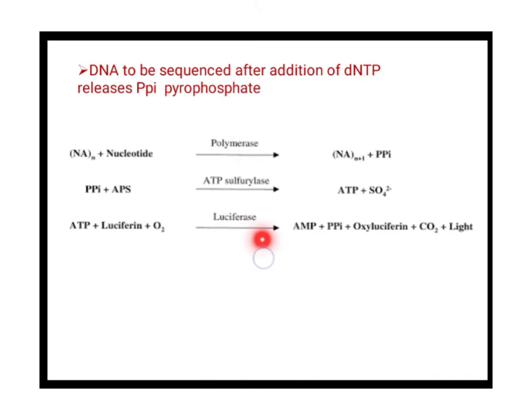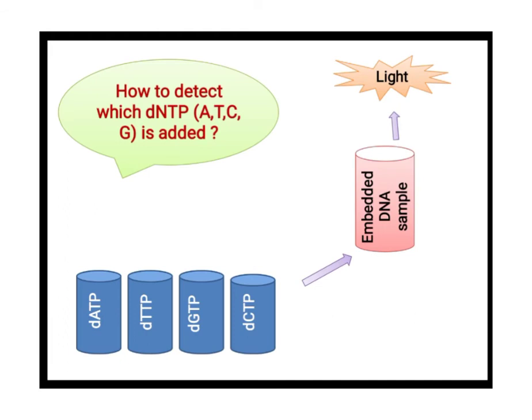Now this luciferase enzyme is the one which is responsible for emission of light in fireflies. This luciferase enzyme utilizes luciferin and oxygen as its substrates, and it produces oxyluciferin. Along with that, it emits light. This light gets emitted and is analyzed by the detector. This is just the basic idea of the technique.